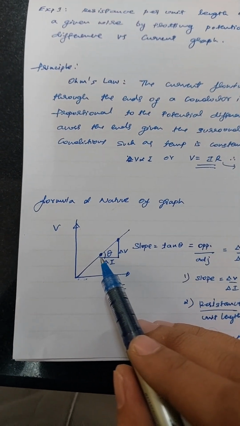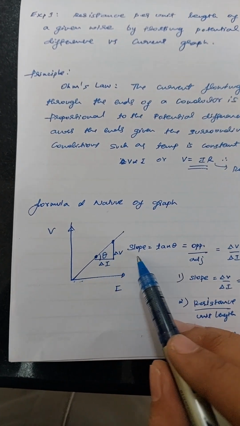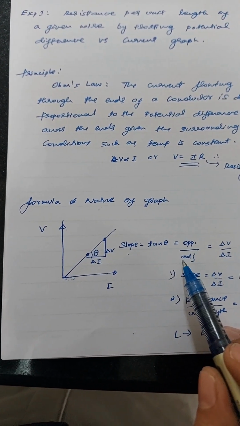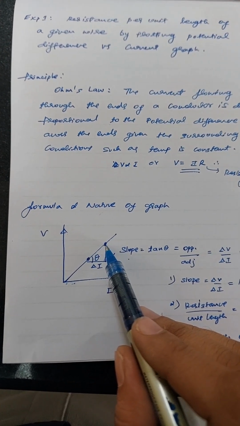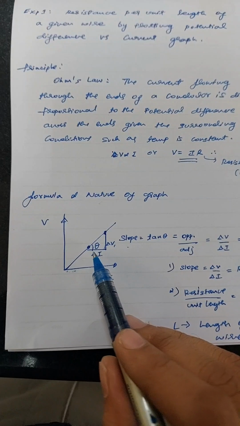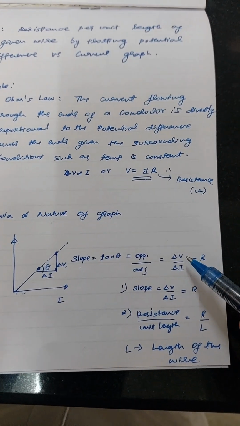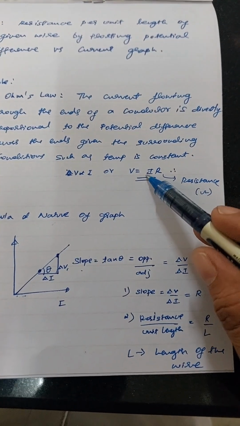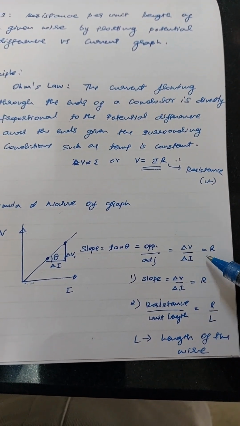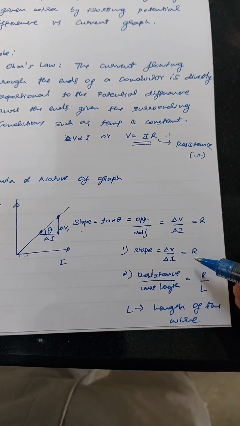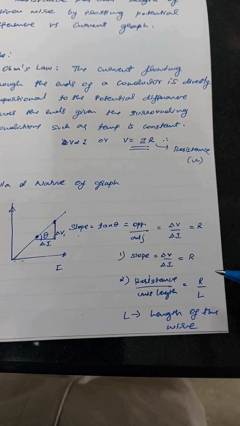Now if we calculate the slope, basically choose any 2 points, make a triangle, and then the slope is given by tan theta, which is opposite by adjacent. So if this is theta, opposite is delta V, and adjacent is delta I, because the x-axis is I. From Ohm's law we know that delta V by delta I is R. So the slope will basically give me resistance, and then I have to calculate resistance per unit length.